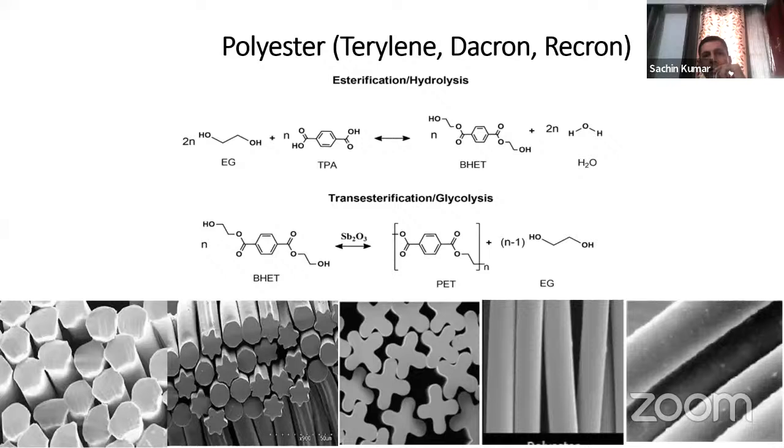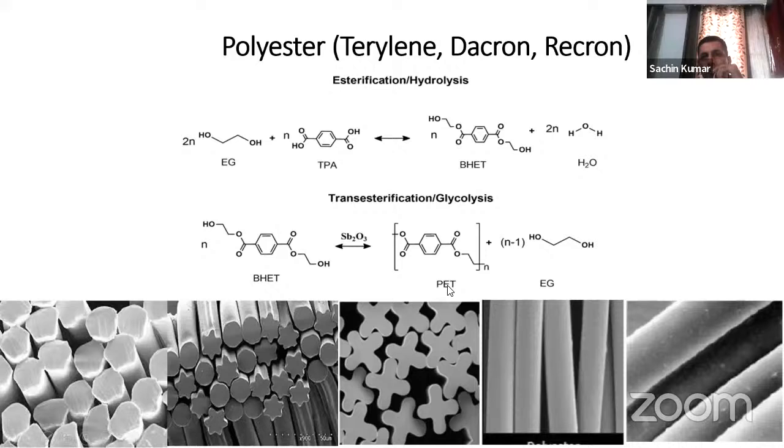Next fiber is polyester, also called Terylene, Dacron, and Arachnon. Among the synthetic fibers, the maximum share captured in the market, especially in apparel, is of polyester fibers. It is made up of two monomeric units, ethylene glycol and terephthalic acid. By condensation polymerization, this is converted to other molecules. To get a higher molecular weight, we maintain equal stoichiometry. That is why we first make the intermediate product BHET, bis-hydroxyethylene terephthalate, and after further polymerization we get PET. In short form, polyester is called PET.